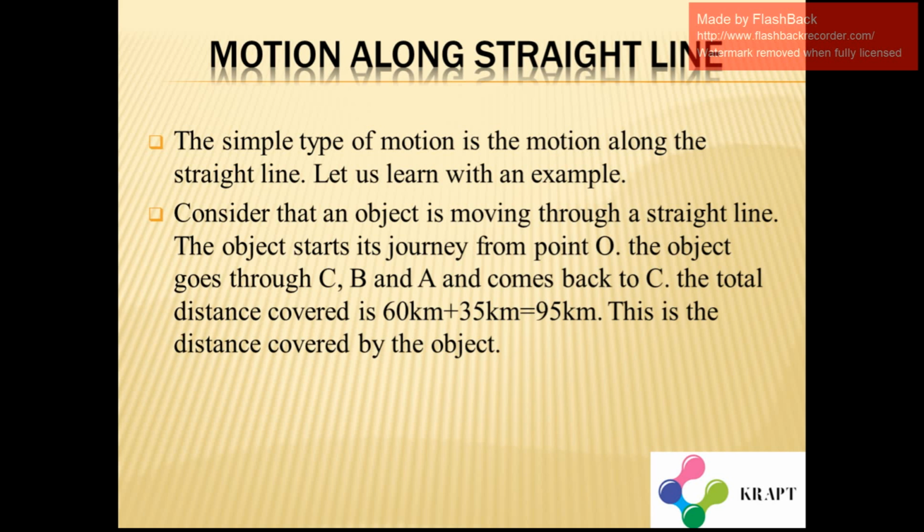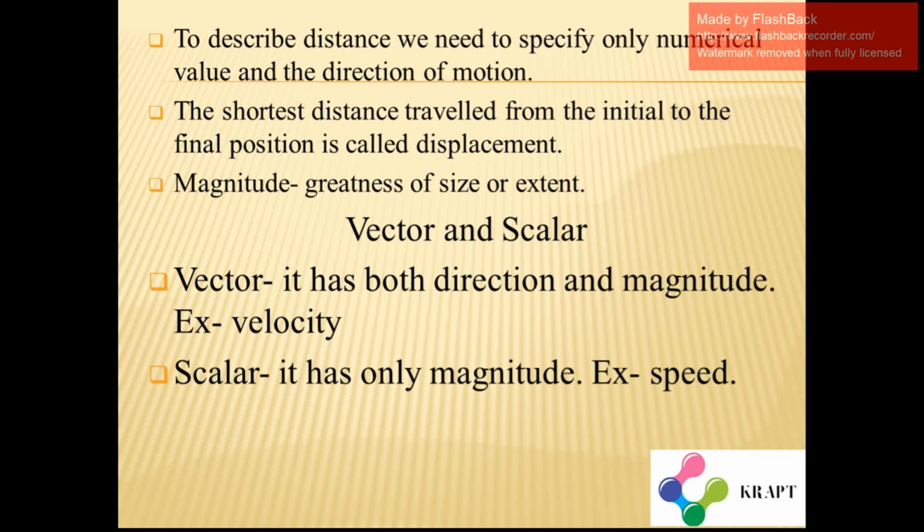Let us learn this with an example. Consider that an object is moving through a straight line. The object starts its journey from point O. The object goes through C, B and A. So the distance between point O and point A is 60 kilometers, and then from A it again comes back to C. So the distance between A and C is 35 kilometers. So the total distance covered here is 60 kilometers plus 35 kilometers, which is 95 kilometers.